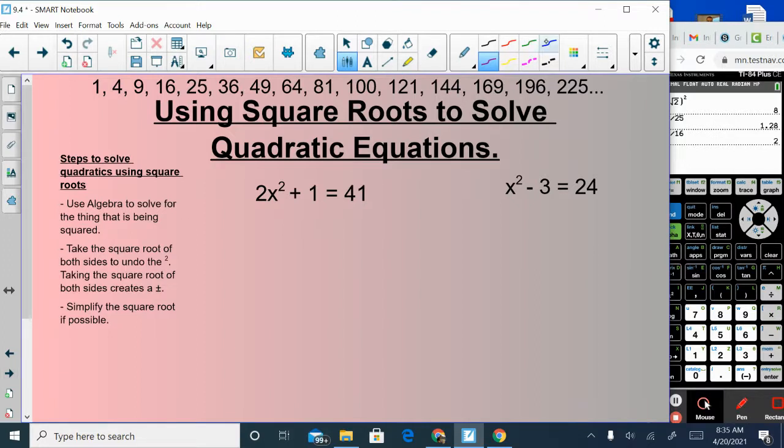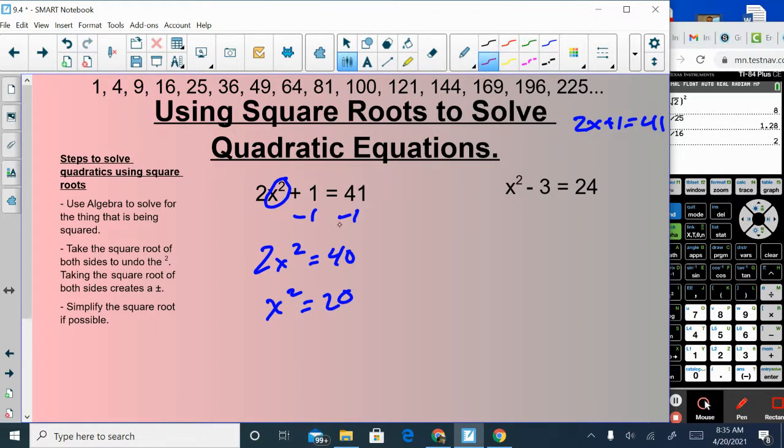Use algebra to solve for the thing that is being squared. The thing that is being squared is x squared. We need to solve for x squared. If this was the problem 2x plus 1 equals 41, you guys would all know what to do first. You would know just to subtract 1 and then divide by 2. It's going to be the same idea here. You're going to subtract 1 first. So you have 2x squared is equal to 40. And then divide by 2, and you would get x squared is equal to 20.